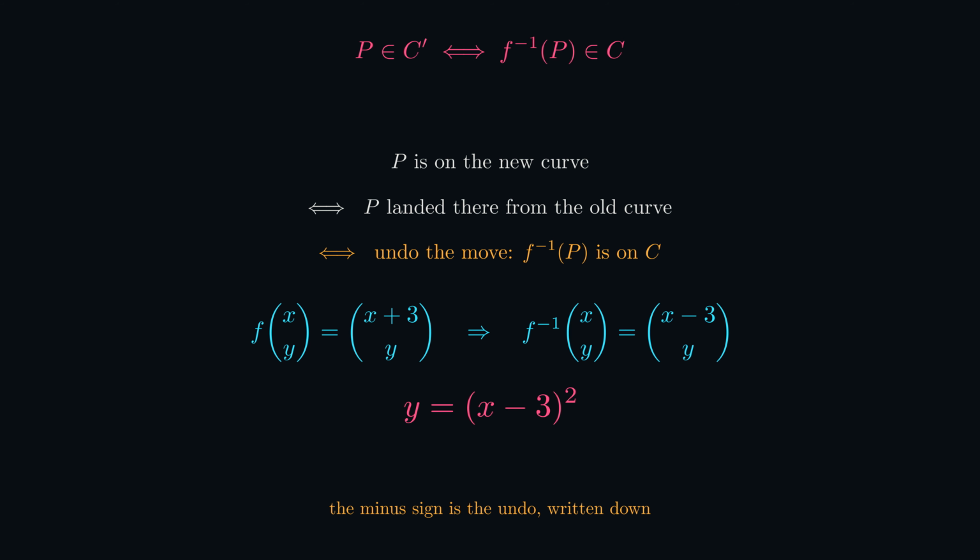Now watch the minus sign appear. Shifting right by 3 sends (x, y) to (x plus 3, y). Undoing it subtracts 3. So the new equation asks the old question of the point (x minus 3, y), which gives y equals (x minus 3) squared. The minus sign is not a convention. It is the undo written down.